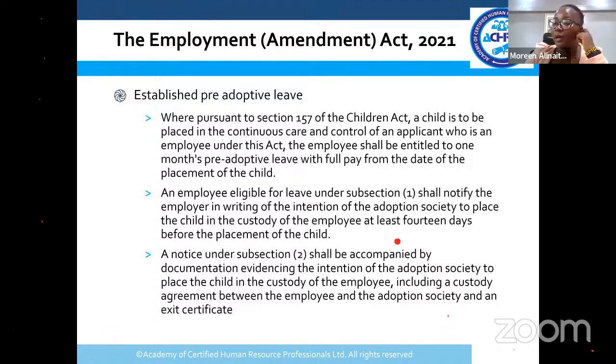Pre-adoptive leave. Now, the makers of the law realized that not everybody gives birth naturally. Not everybody is able to have a child of their own. So they brought in an aspect of adoption. What happens in a case of adoption? Where, pursuant to Section 157 of the Children's Act, a child is to be placed in the continuous care and control of an applicant who is an employee under the Employment Act, the employee shall be entitled to 1 month's pre-adoptive leave with full pay from the date of placement of the child.